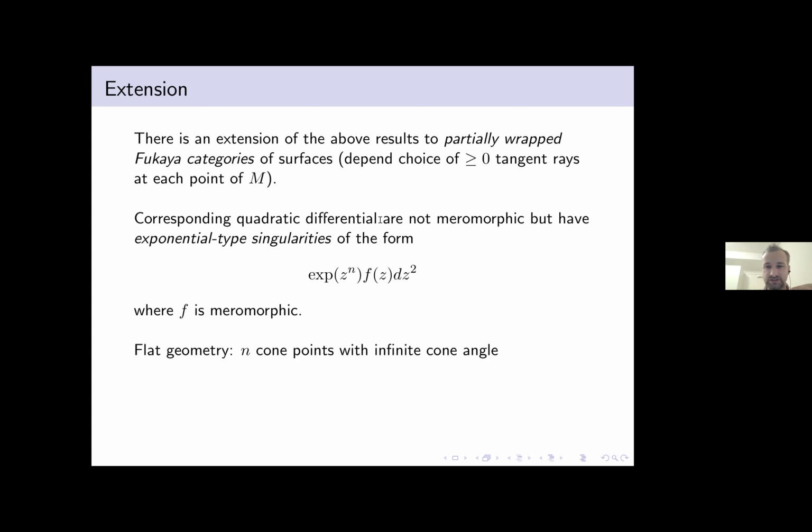And the quadratic differentials, which give stability conditions on these kinds of categories, are not meromorphic, but they have transcendental, though not very complicated, exponential type singularities. So they look like exp(c z^n), and then maybe times some meromorphic factor. From the point of view of flat geometry, it's a very natural generalization because it means allowing cone points which have infinite cone angle, as opposed to just cone angle being a multiple of pi. You can think of it as a limiting case: the cone angle becomes bigger and bigger, and in the limit I get an infinite cone point.